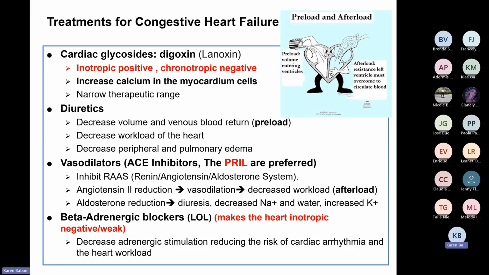Your ACEs and your ARBs as well, but the Prils, the ACE inhibitors, are preferred. This is enalapril. What else? All the Prils. Lisinopril is very, very common. All of the Prils, guys, those are the ACE inhibitors, right?